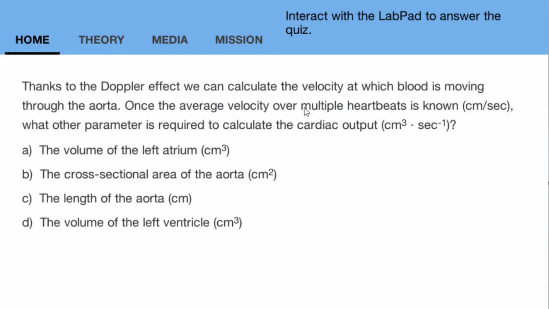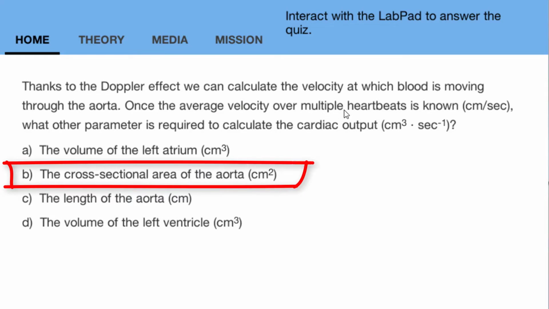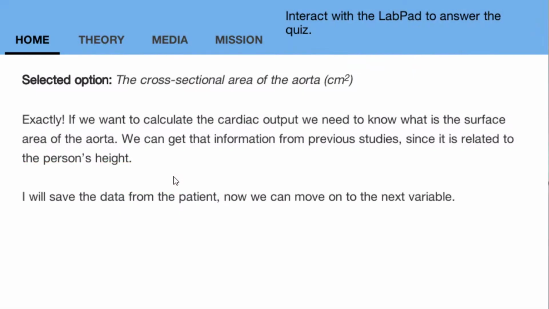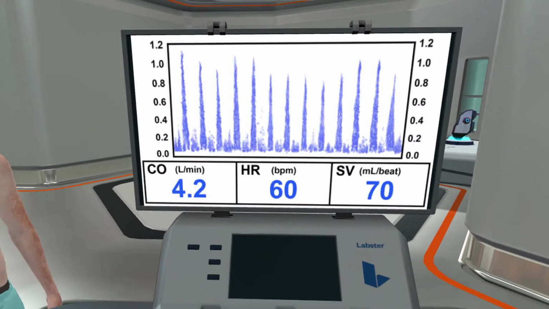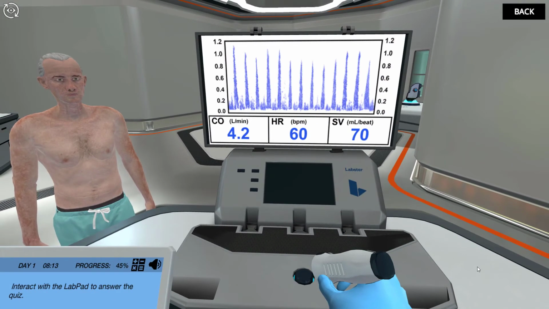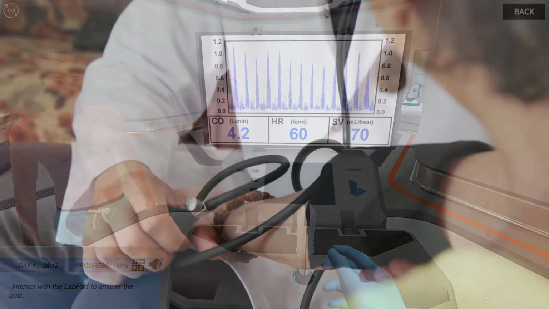Once the average velocity over multiple heartbeats is known, what other parameter is required to calculate the cardiac output? Exactly. If we want to calculate the cardiac output we need to know what is the surface area of the aorta. We can get that information from previous studies, since it is related to the person's height. I will save the data from the patient. Now we can move on to the next variable. Put the transducer back on the workbench.